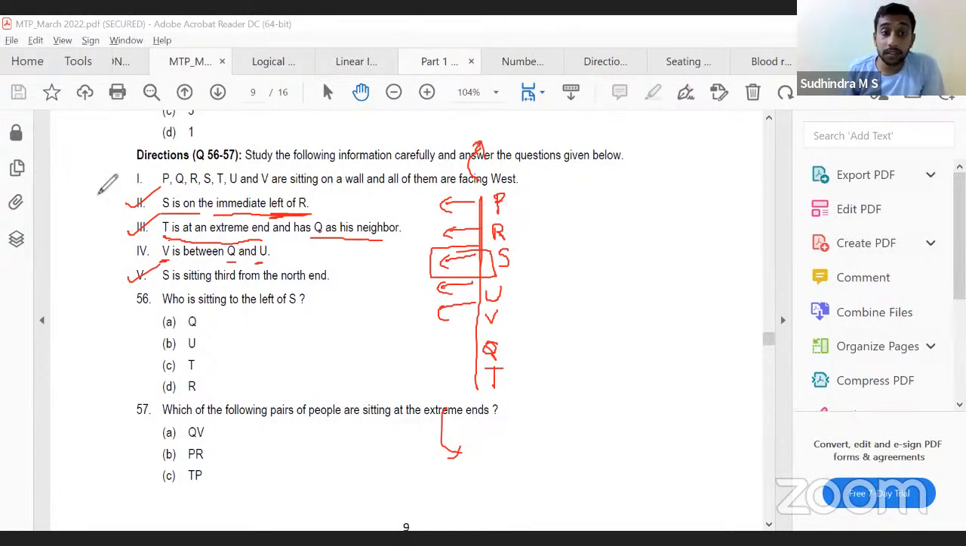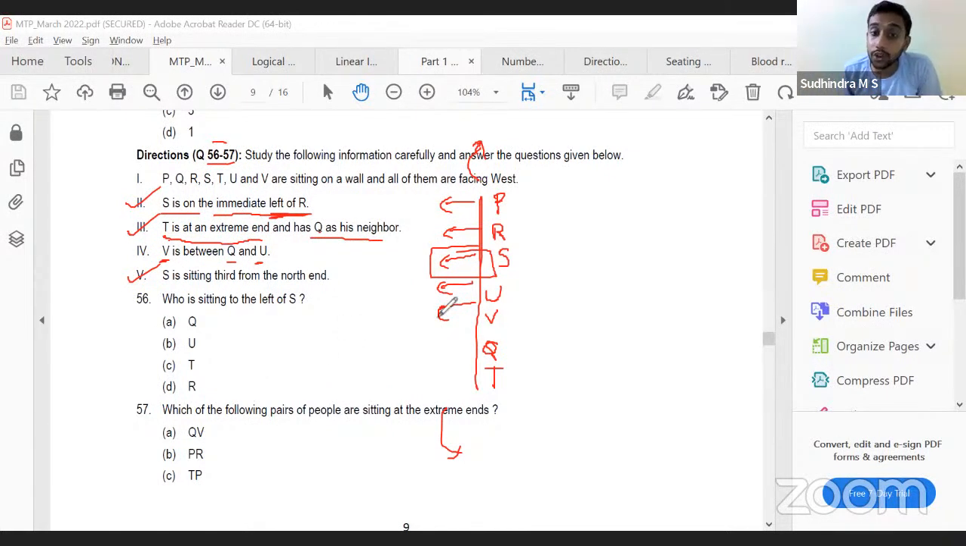Sometimes similar questions can also be asked. So here we have two questions. With regard to this, we have two questions. Similarly, there can be 3 or 4 questions as well. One single question, 4 sub questions. Once the arrangement is done, answering the questions is very easy. Now, who is sitting to the left of S?